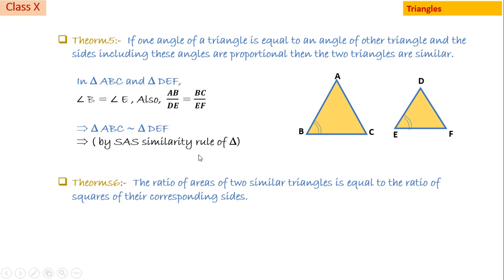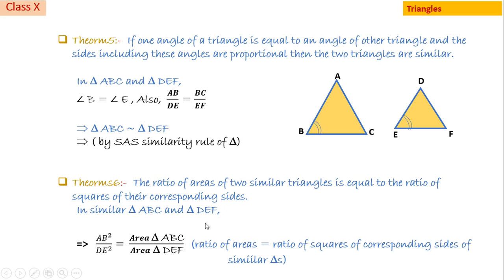Theorem 6. The ratio of areas of two similar triangles is equal to the ratio of squares of their corresponding sides. For example, in similar triangles ABC and DEF, the ratio of areas of ABC and DEF is equal to the square of the ratio of their corresponding sides, which is equal to AB square upon DE square.